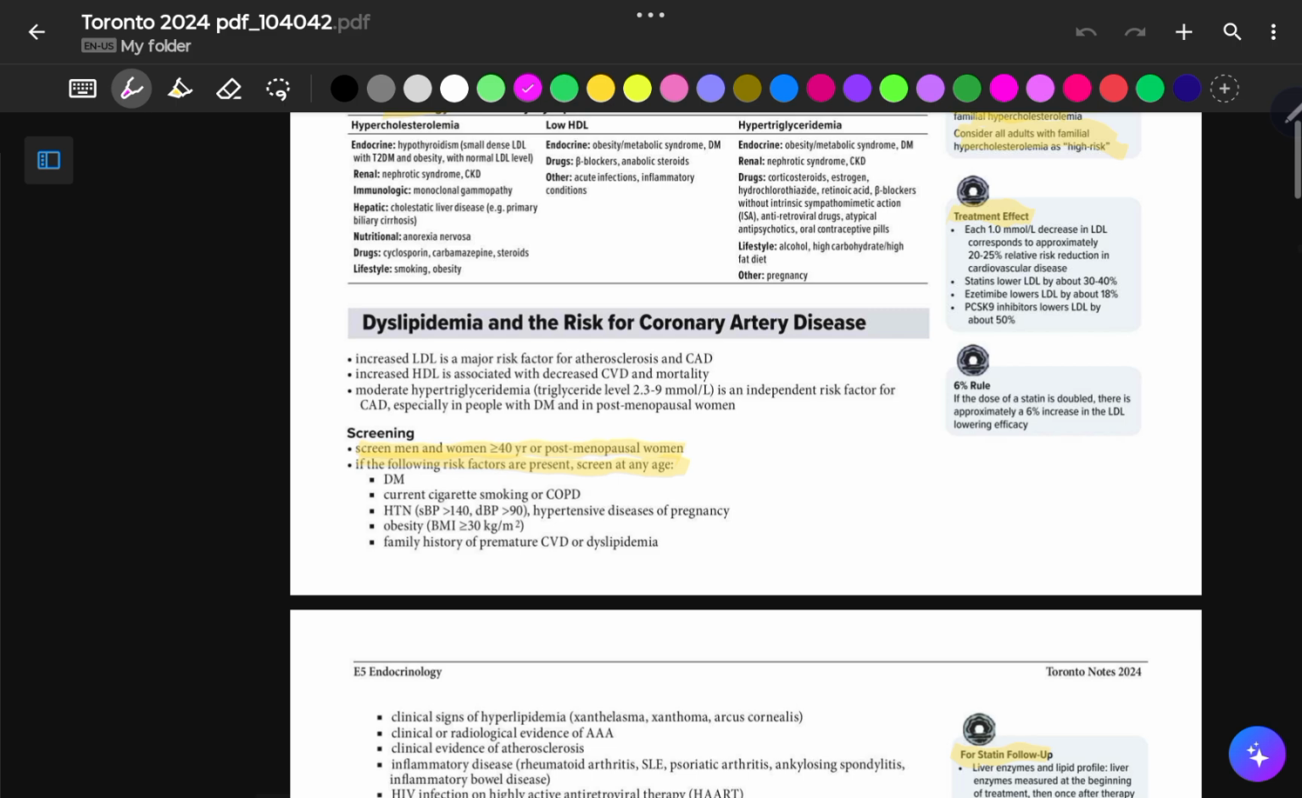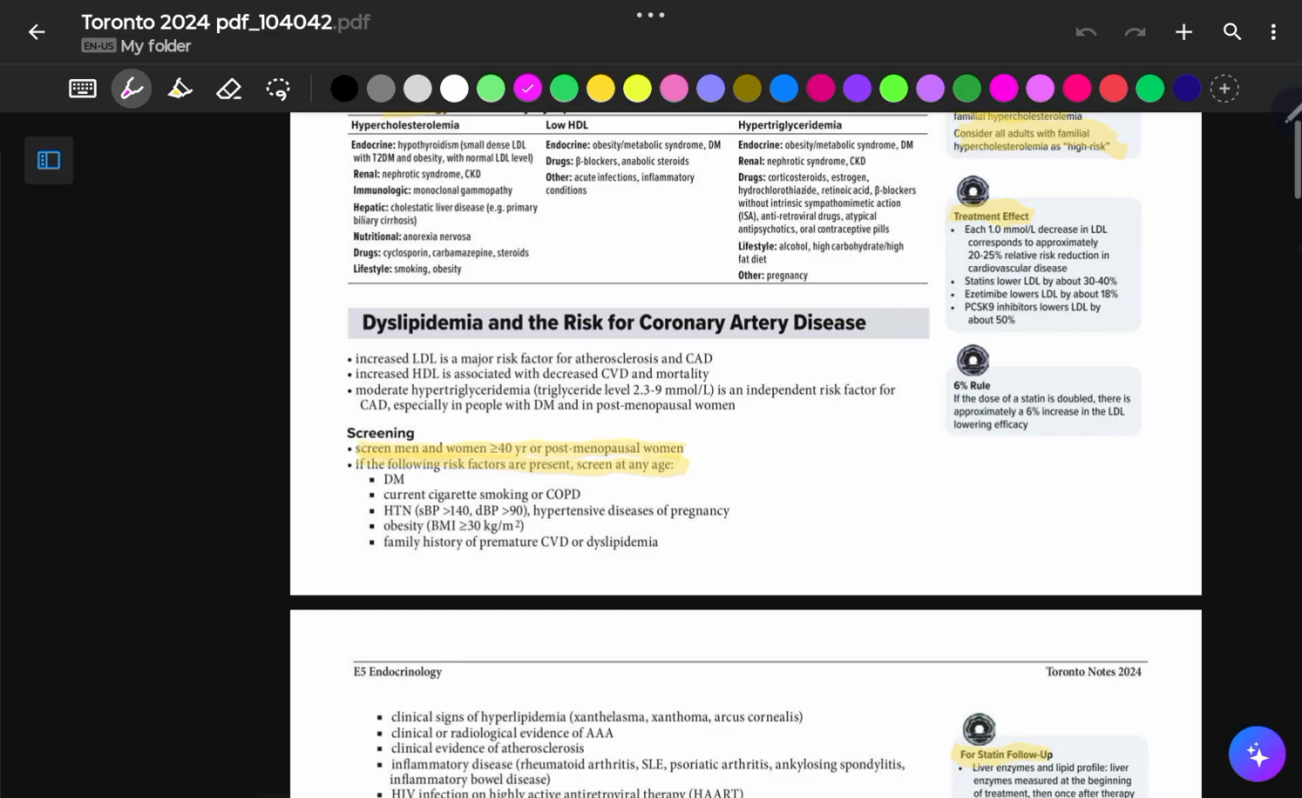All right. So next, we're going to talk about dyslipidemia and the risk of coronary artery disease. An increase in your LDL is a major risk factor for atherosclerosis and coronary artery disease. An increase in HDL, your high density lipoprotein, is actually associated with a decrease in coronary vascular disease and mortality. A moderate hypertriglyceridemia, so if you have triglyceride levels of 2.3 to 9 mmol per liter, is an independent risk factor for coronary artery disease, especially in people with diabetes and postmenopausal women.